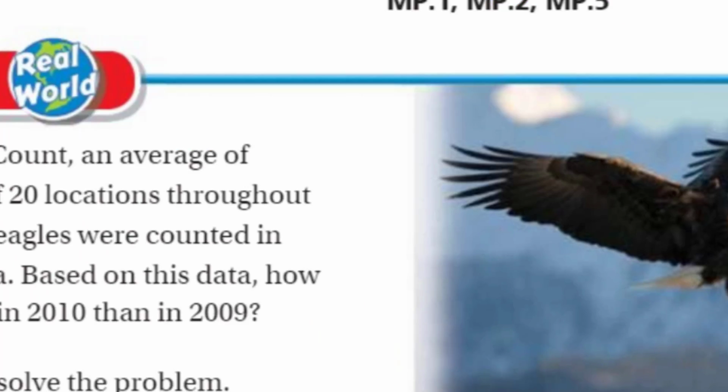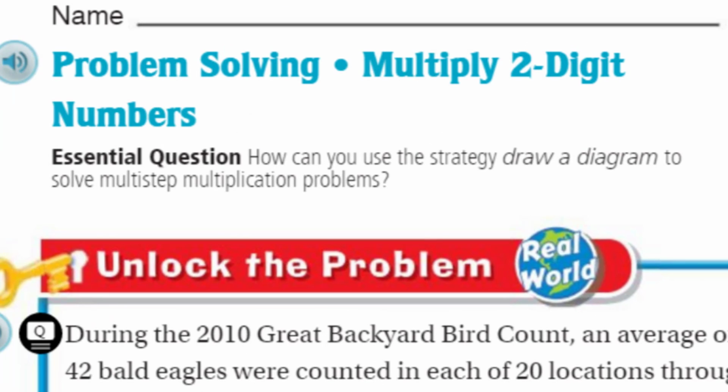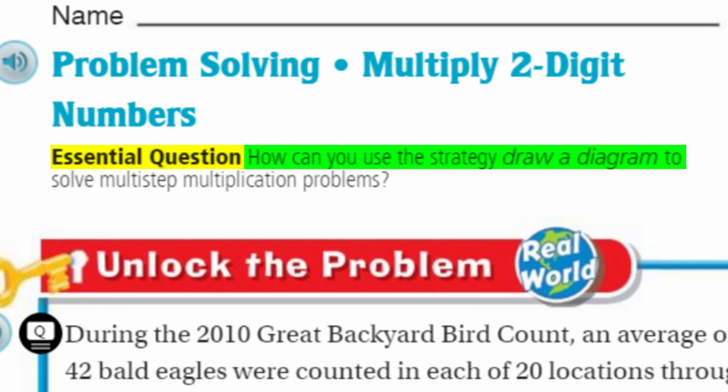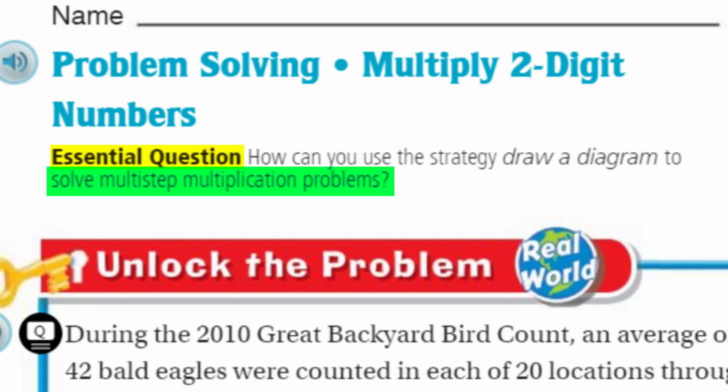Okay, so let's take a look at what we're going to be doing today. It says topic, problem solving. Yes, my favorite 2 words in math, of course, but we're going to be focusing on multiplying 2-digit numbers. That's what the problem solving is going to be about. And our essential question is: how can you use the strategy draw a diagram to solve multi-step multiplication problems? Sounds scary, huh? Not really. Drawing a diagram, I just think of drawing a picture that helps us understand the problem.